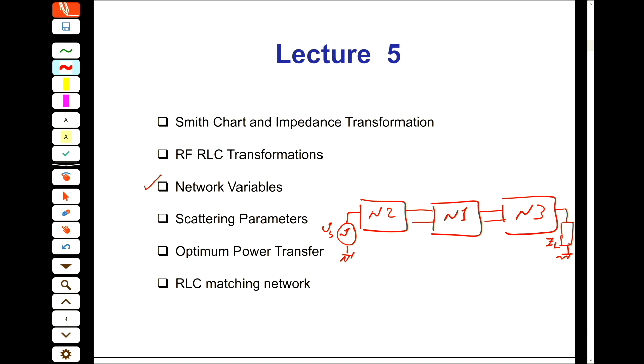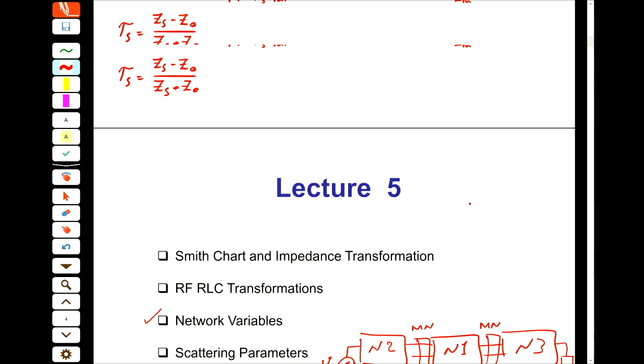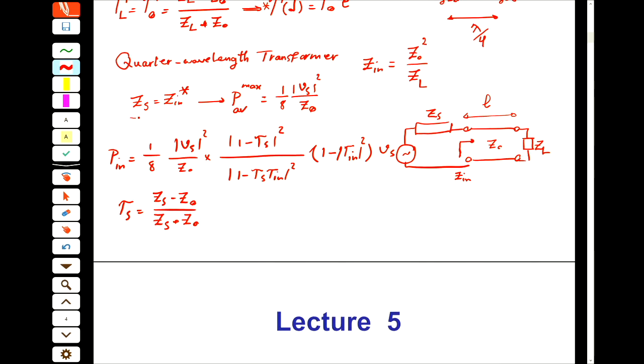So to make sure that the maximum power is transmitted from network 2 to network 1 and then from network 1 to network 3, we put a matching circuit between these. So, a matching network, in such a way that this equation or this condition is satisfied. Okay?